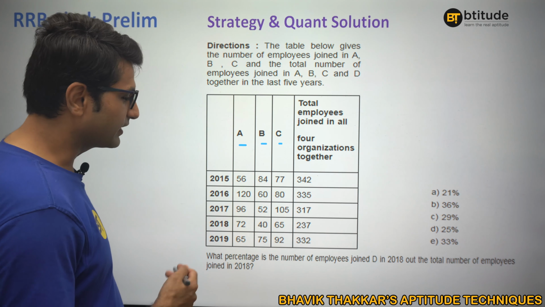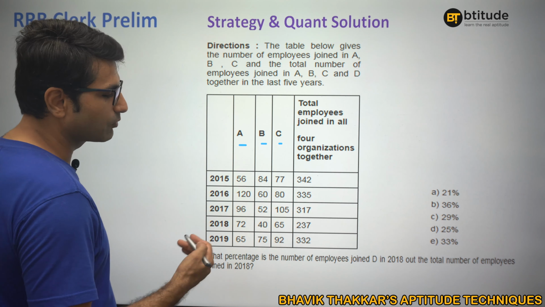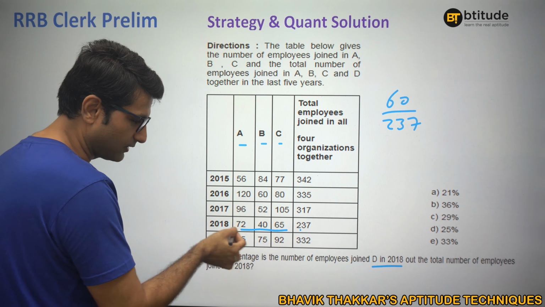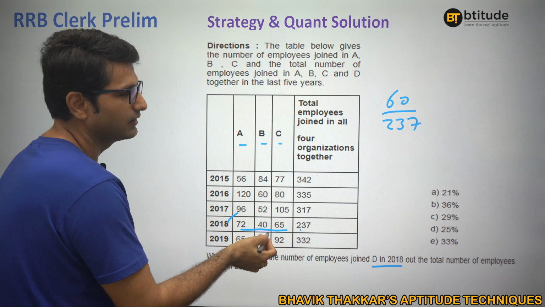Alright. What percentage is the number of employees joined in D in 2018? 2018, 237 minus the sum of this. So it should be 105, 177. So that should be 60. 60 is what percentage out of the total employees joined in 2018? 60 is what percentage of 237?